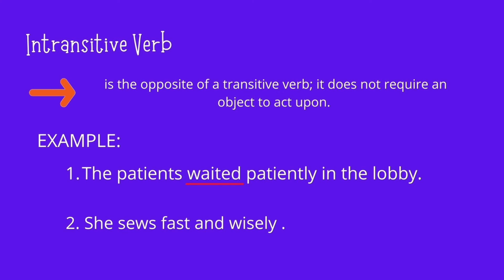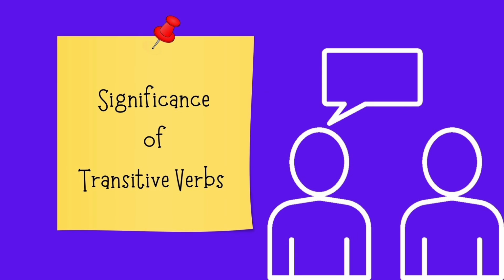And the last example: she sews fast and wisely. We have a subject, she, and a verb, sews. And once again, an intransitive verb doesn't have an object. But let's go back to transitive verbs.